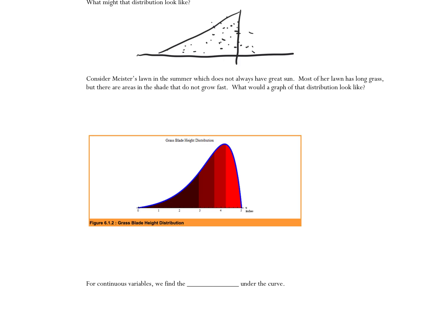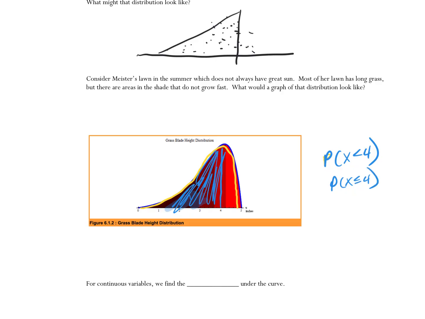What I have here is an attempt at a smoothed out curve over top of the lengths of grass in my backyard. If I want to know the probability that a randomly selected piece of grass is less than 4 inches, I'm asking, what is this area that is less than 4 inches? And if I look at this picture, there's not a huge difference between less than 4 and less than or equal to 4, because in fact, equal to 4 is pretty unlikely.